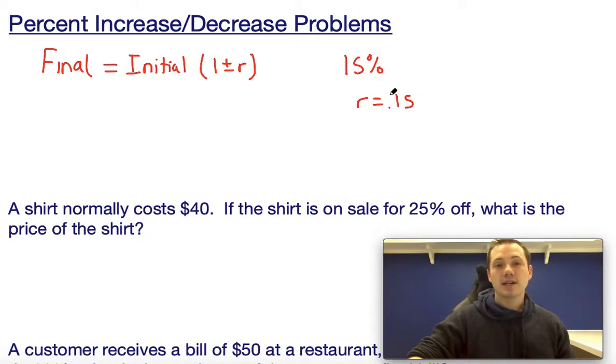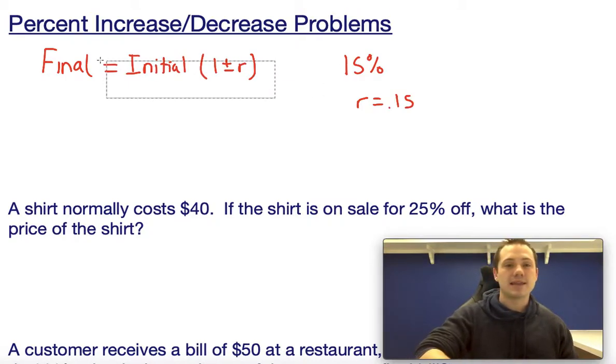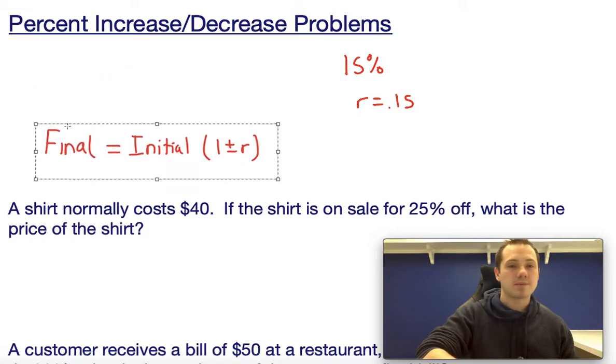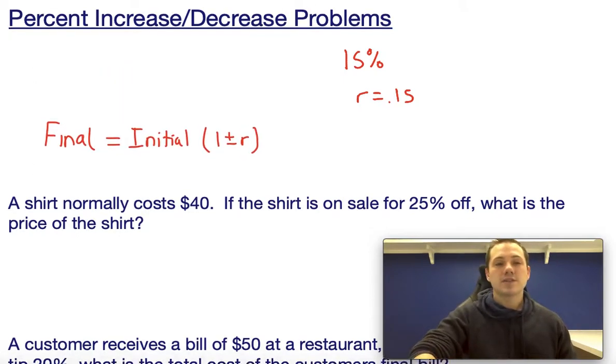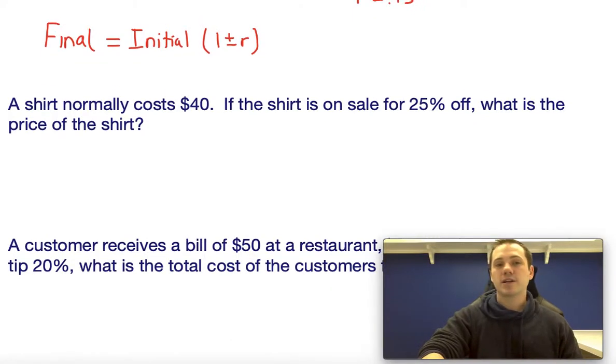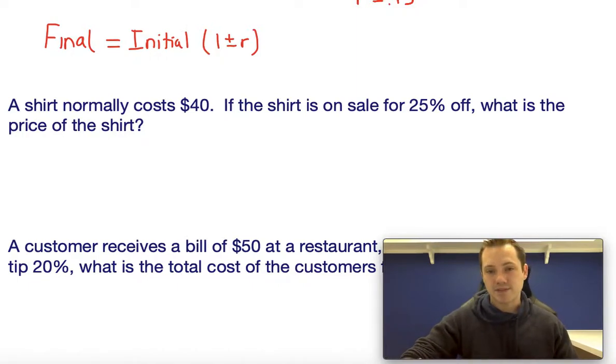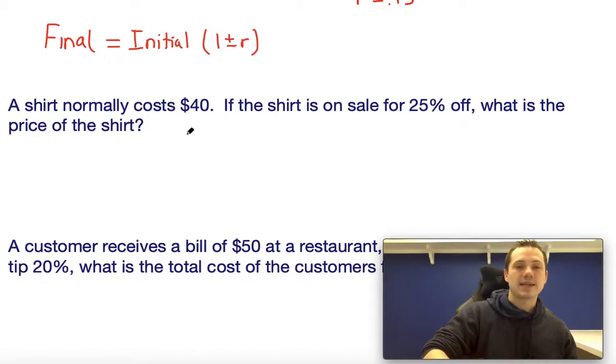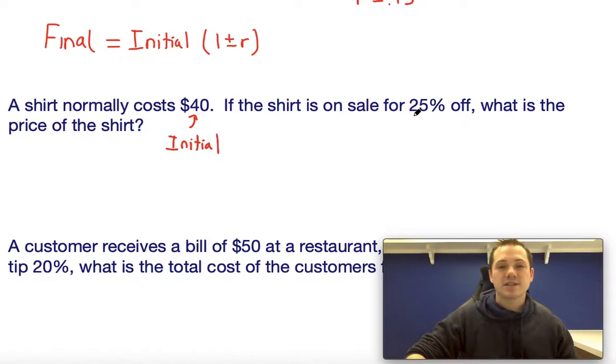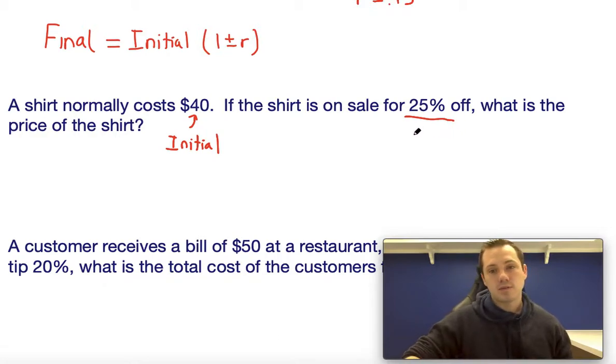So let's go ahead and take a look at some problems and see how we can apply this equation in each of these problems. So the first problem that we're presented with is that a shirt normally costs $40. If that shirt is on sale for 25% off, what is the price of the shirt? Well, if the shirt normally costs $40, then we can see that 40 must represent our initial value. If the shirt is on sale for 25% off, well, that means that r must be 0.25.